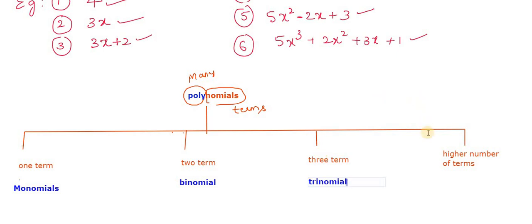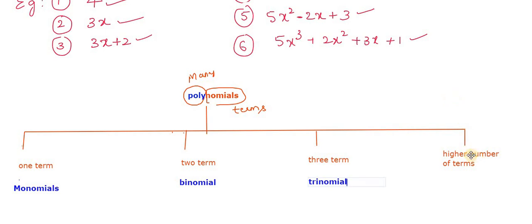Many students get confused and misunderstand this. A polynomial with four terms or greater than three terms is known as a polynomial. No, actually, saying an algebraic expression with greater than three terms is known as a polynomial is actually wrong.